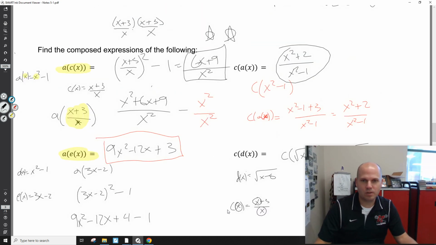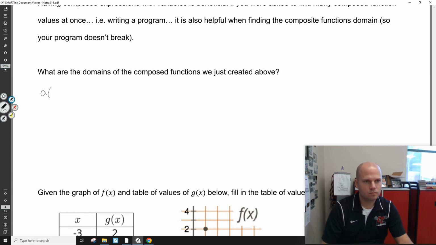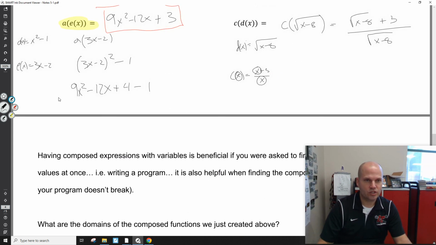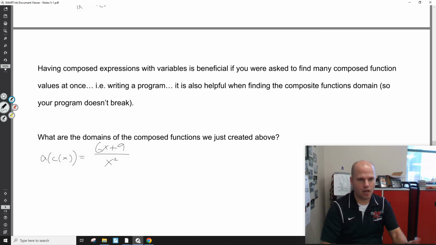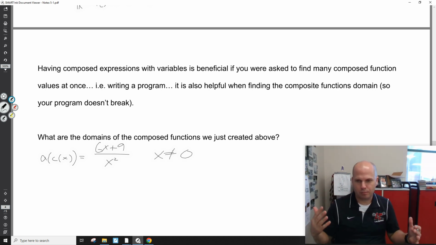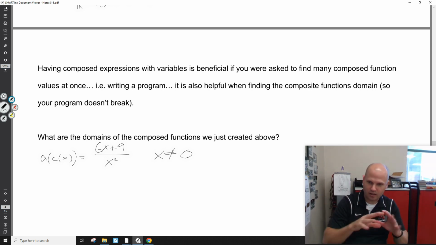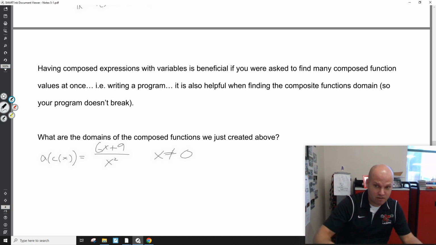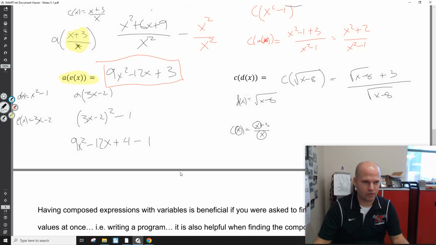So what are some of the domains that we have to worry about? Let's look at a of c of x, which is simplified 6x plus 9 over x squared. If we have an expression for it with x's, we can just look at it and be like, yo, don't plug in 0. If you plug in 0, you're going to be dividing by 0. My program's going to break. My machine's going to break. That's going to be bad. So this is something that could be programmed in first. If anybody types in 0 and tries to plug it into my program, stop them and say you're not allowed to do that.